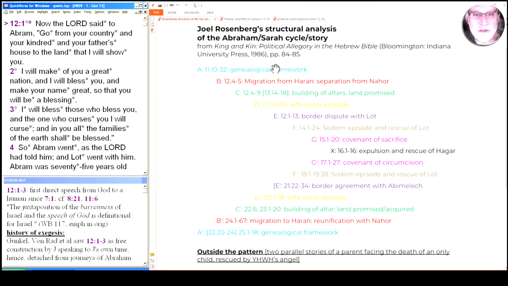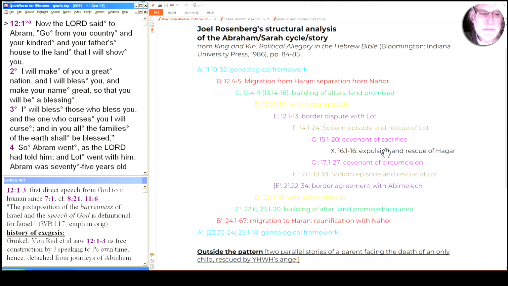And so you can see it starts and ends, as he presents it, with a genealogical framework that's sort of outside the immediate Abraham and Sarah story itself. And the migration from Haran begins it, and then a migration to Haran is near the very end. And the building of altars at both ends, the two wife-sister episodes, two questions about border disputes or agreements, as we see here, two Sodom episodes, two covenants, and then curiously at the center is the expulsion and rescue of Hagar.